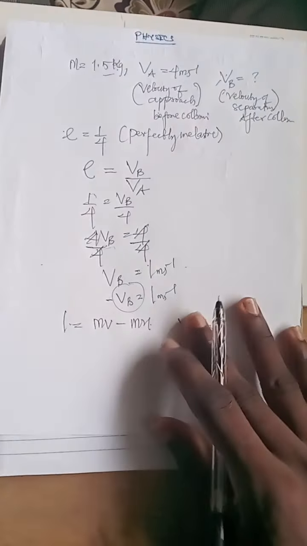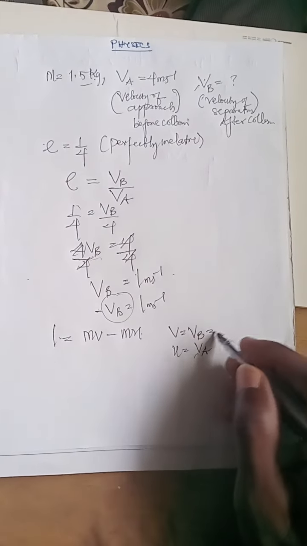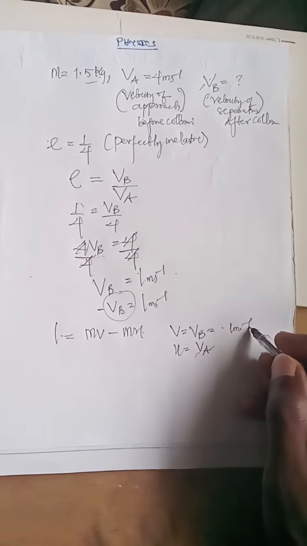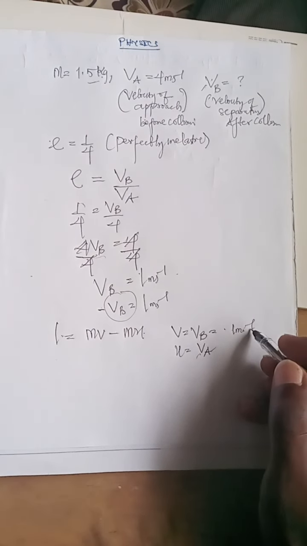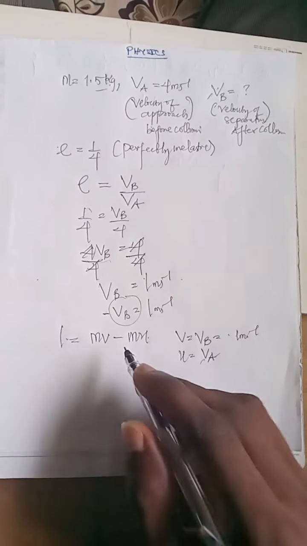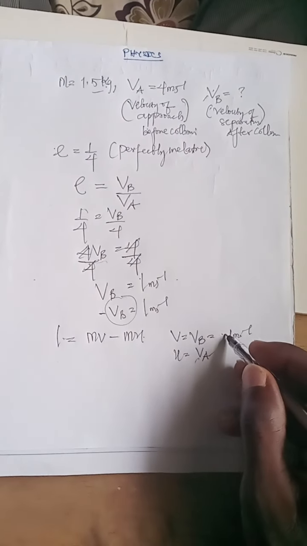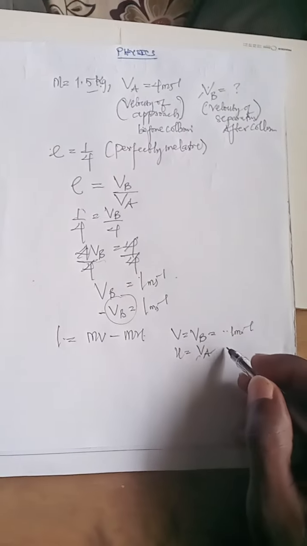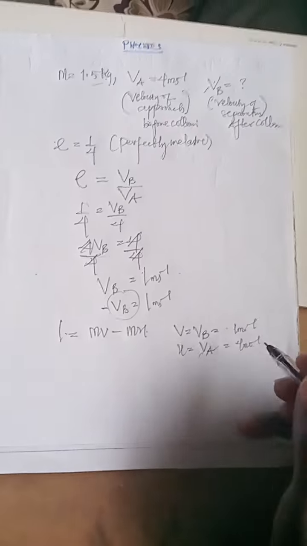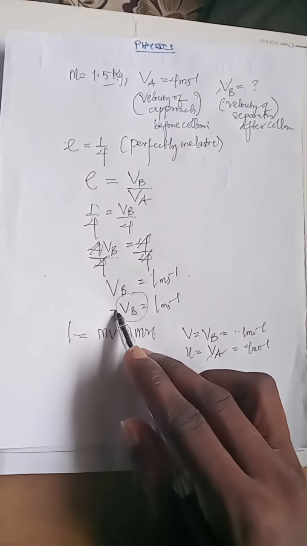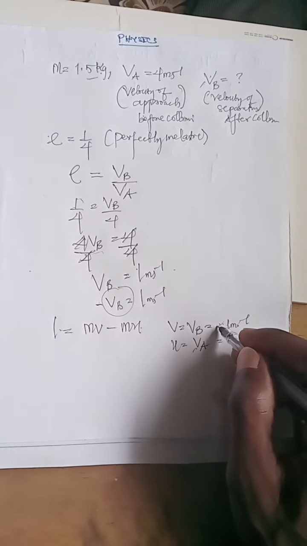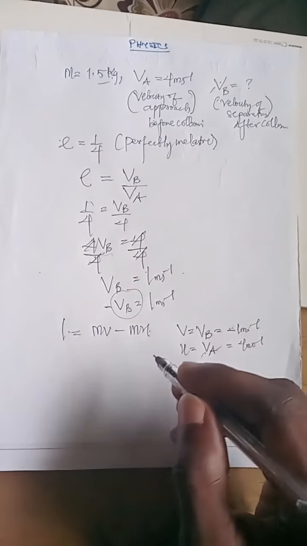So VB can be equal to what? Equal to 1 meter per second, but don't forget that the 1 here must be in negative form, since it will affect the value we have here. Then VA equals 4 meters per second. By shifting the negative into this value, we have -1, right? A negative value, which is opposite in direction.